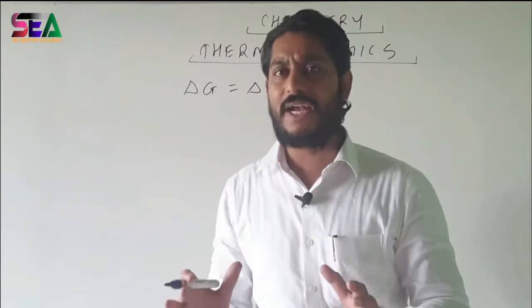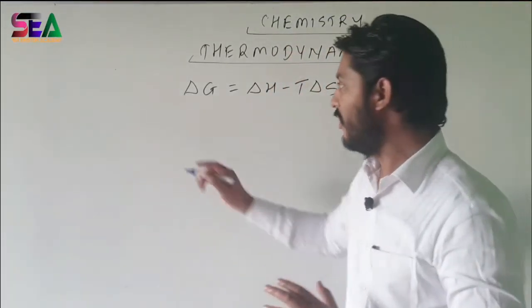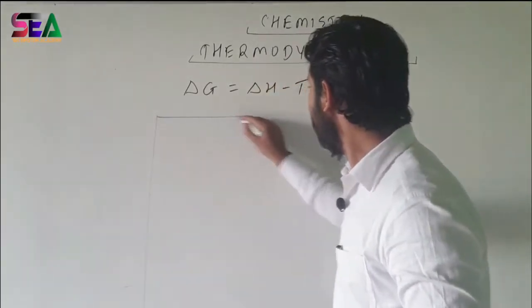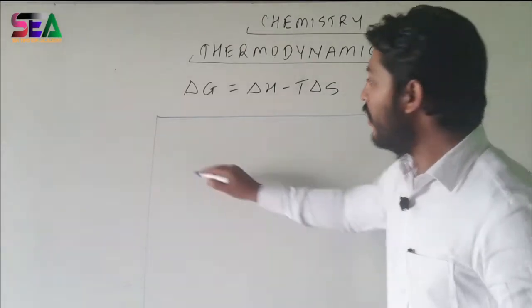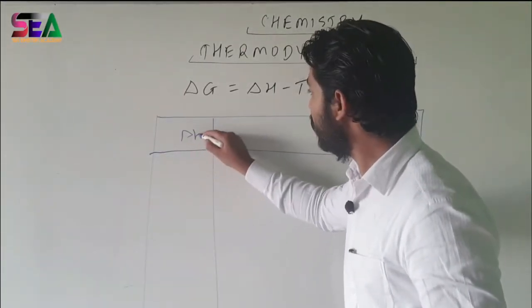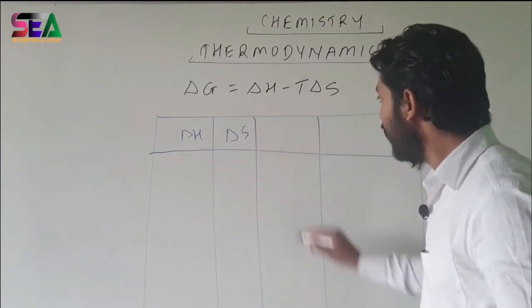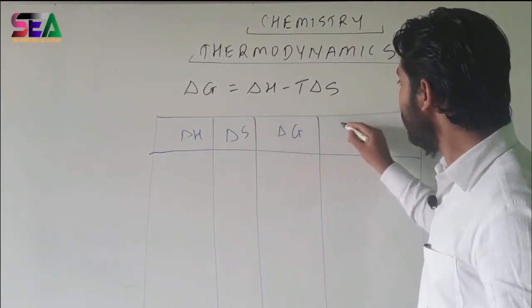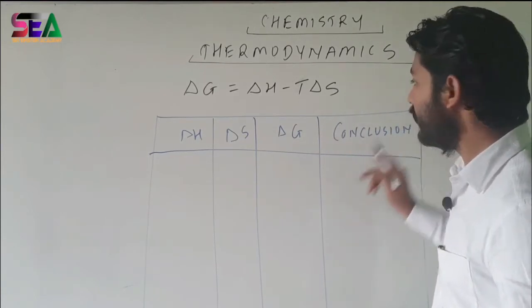So let us understand how to keep in mind whether the reaction will be spontaneous or not. I am just drawing a chart over here for the sake of simplicity in our understanding. So let's see. I am making 4 columns. The first is for delta H, the second is for delta S, the third is for the value of delta G, and the last but not least is for conclusion.